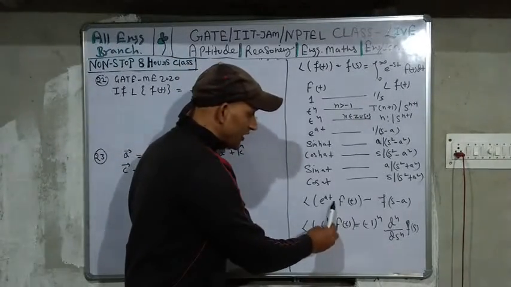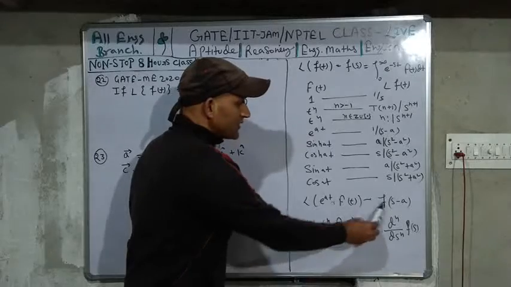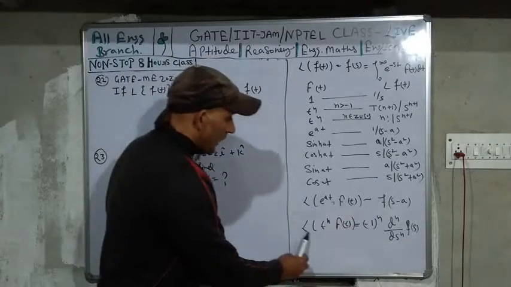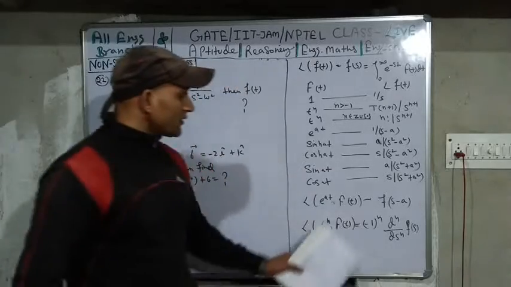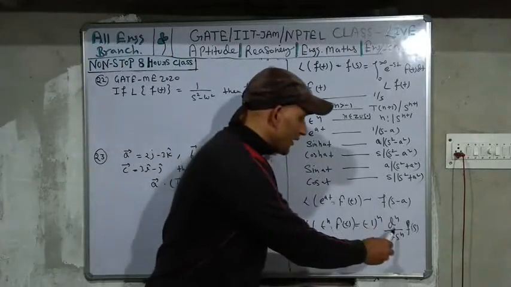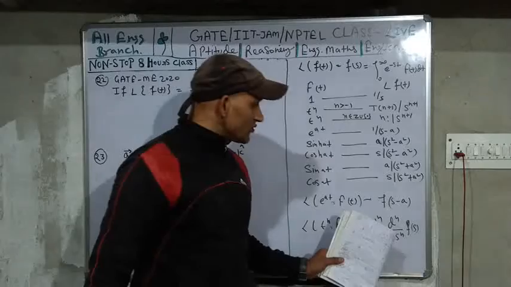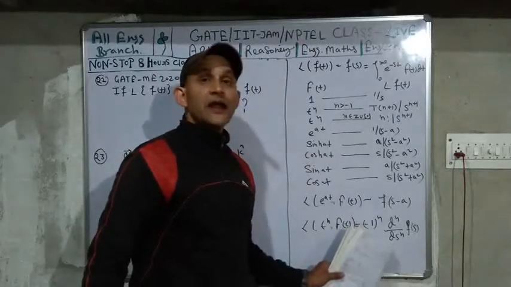Laplace of e to the power at into f(t) is equal to F(s minus a). Laplace of t to the power n into f(t) is equal to minus 1 to the power n, d^n upon ds^n of F(s), which means you have to differentiate this function n times.